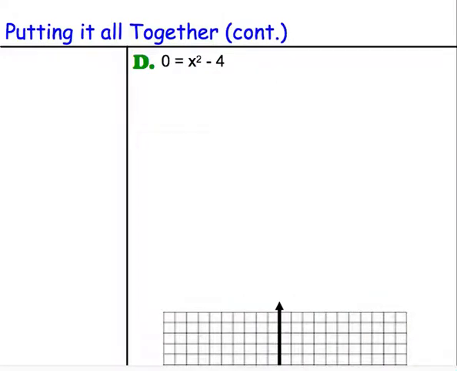Let's try one last example. This one I want you to see if you can do on your own, and then press play when you're done so you can check the work.